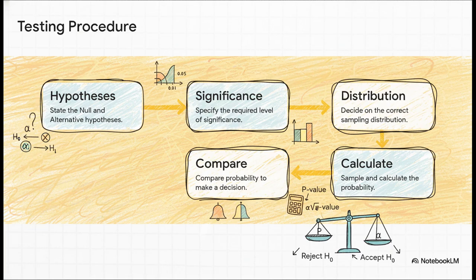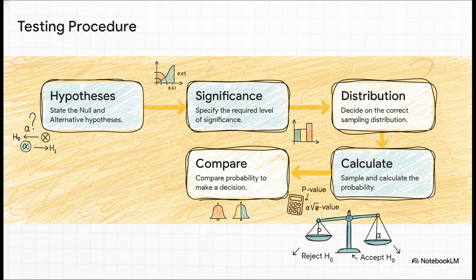Step 1, you clearly state your null and alternative hypotheses. Get them down on paper. Step 2, you specify your level of significance. Are you testing at a standard 5% risk level or maybe a much stricter 1% level? Step 3, you decide on the correct sampling distribution based on what kind of data you're dealing with.